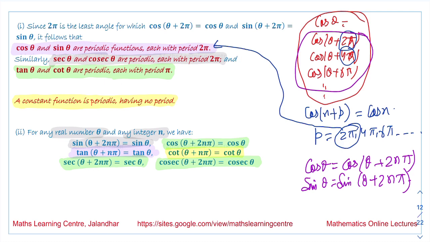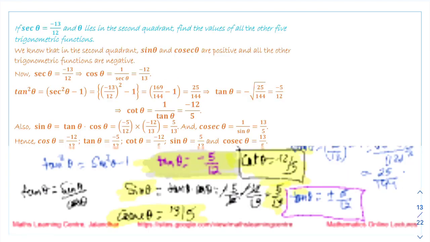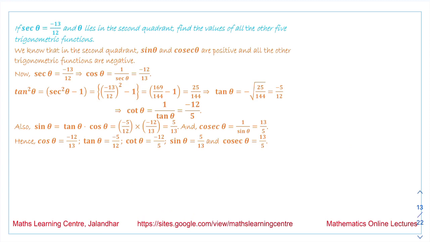So next we solve some problems based upon these results. Now the first question we have is, if secant theta is equal to minus 13 by 12 and this angle theta lies in the second quadrant, this point P is over here and this theta lies in the second quadrant. Now if theta lies in the second quadrant, it means the coordinates of this point will be of the form minus x comma y.